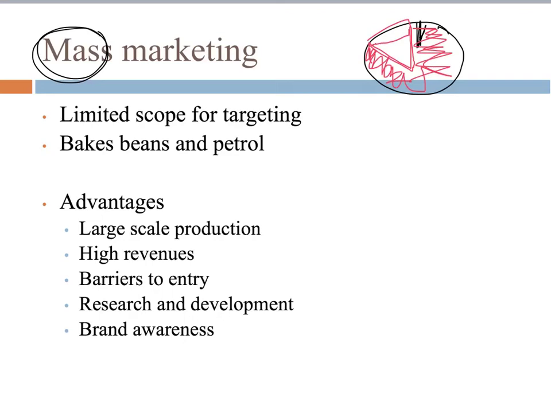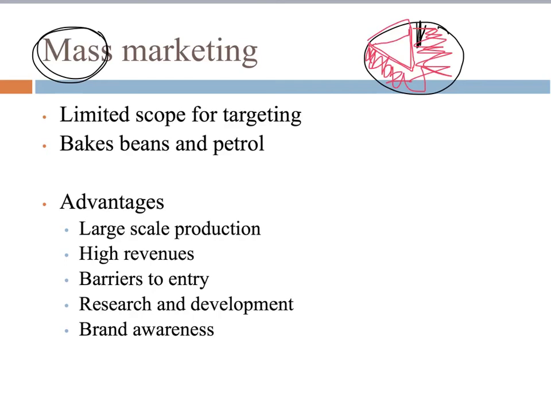So within a mass market, there's only limited scope for targeting, so we can't target specific customers this time. So for instance, there's little scope to modify petrol to appeal to a niche market. So we can't have pink petrol for people who like pink things, for instance. We just have petrol. There are more variations to baked beans, so things like different flavours of sauces aimed at children, but mostly baked beans are baked beans and they're sold to a mass market. So what advantages are there of this?